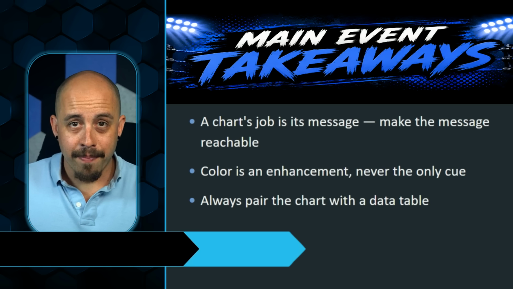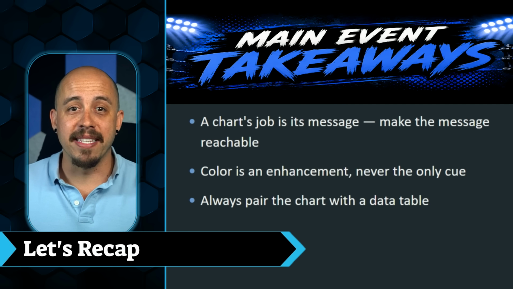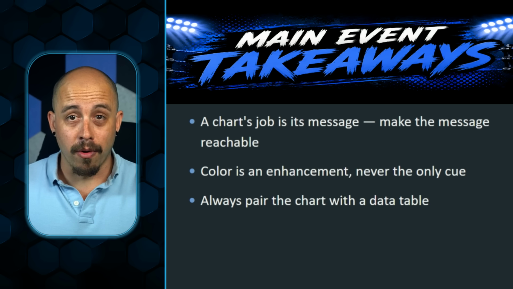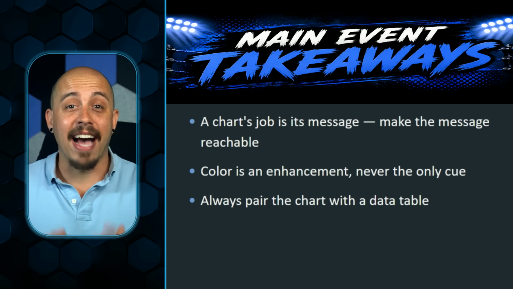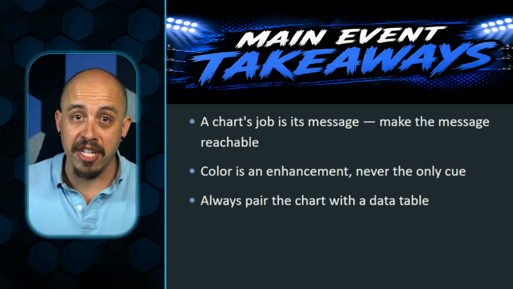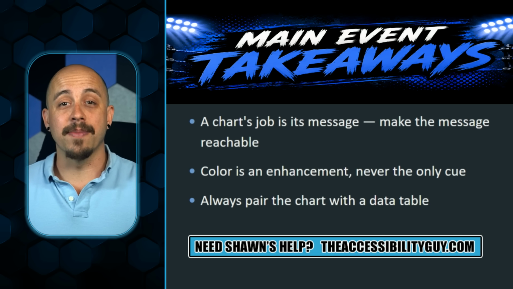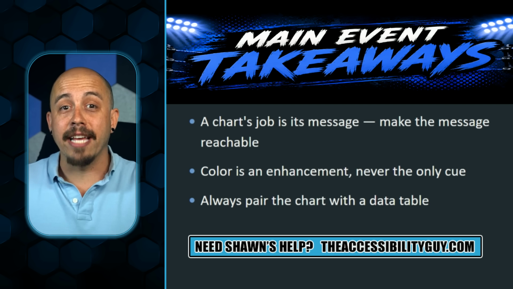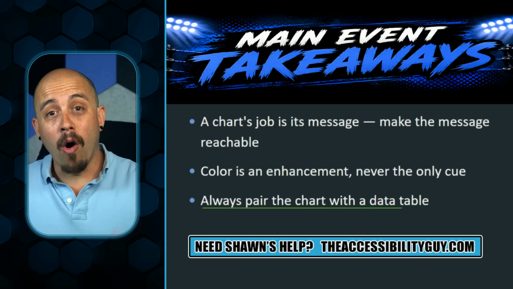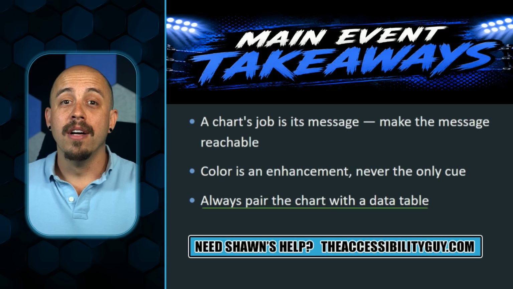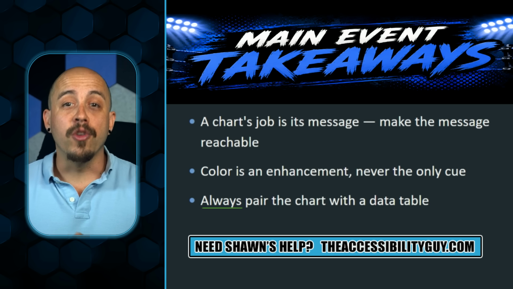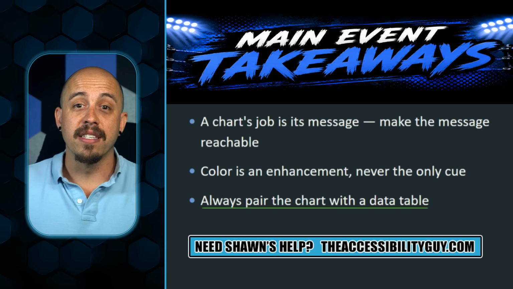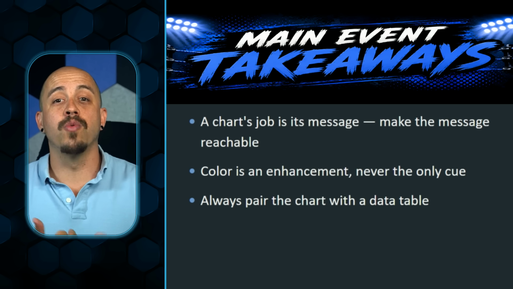So let's recap. A chart's job is its message. So the most important thing you can do is make the message reachable. Don't bury it in a titleless, labelless, color-only visual. Color is an enhancement, never the only cue. Make sure to pair it with patterns, labels, or shapes, and always pair that chart with the data table. The visual is for sighted users with a quick comparison need. The table is for everyone else, and the sighted users who want the actual numbers too.